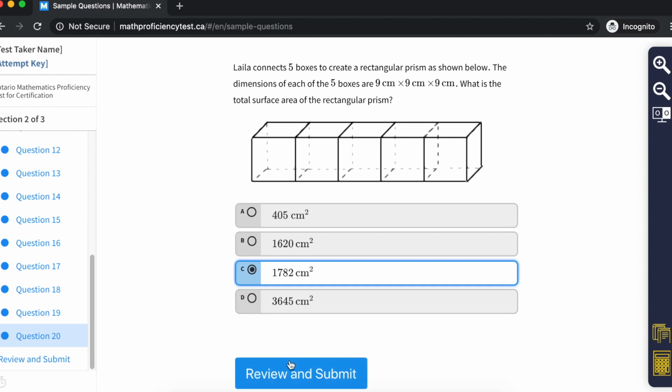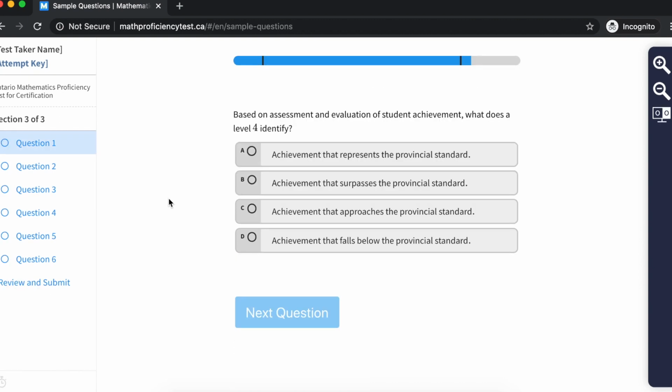And that's the last question. So we can click review and submit. So now is the one that's not about math skills necessarily, but how to assess math. This is all based on Growing Success. So based on assessment and evaluation of a student achievement, what does a level 4 identify? Provincial standard, surpasses, approaches, or falls below. So level 4 is the highest. It surpasses the provincial standard.